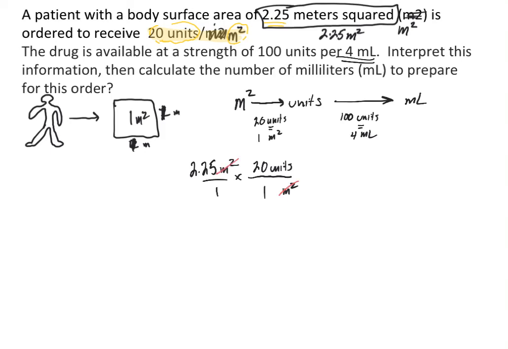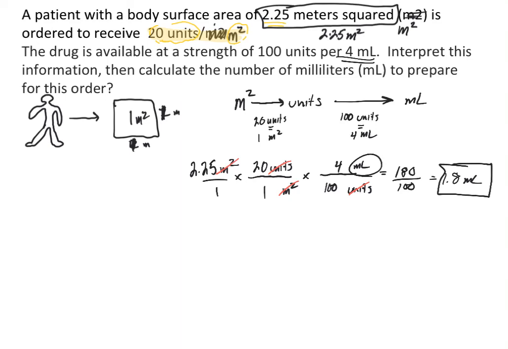If I were to stop right now, I would know the total number of units this person needs. But I'm not done, because I want to turn those units into mL. So the units will cancel. I know there are 100 units in every 4 mL. Now I'm ready to multiply 2.25 times 20 times 4. We get 180, and we divide that by 1 times 1 times 100, which is 100. We get 1.8, and the unit is mL. This patient needs 1.8 mL of medication, and if they get that, they will be getting the perfect amount of units that they need.